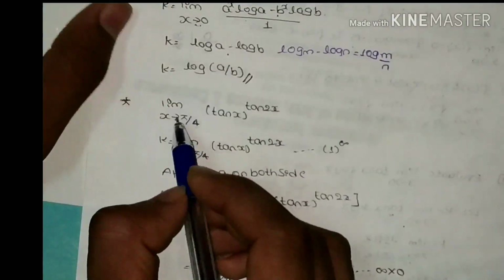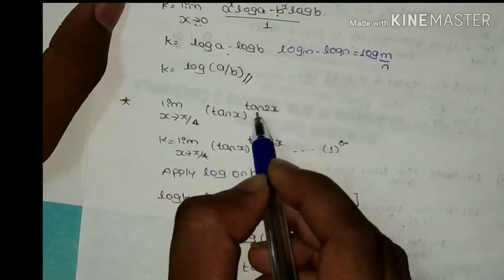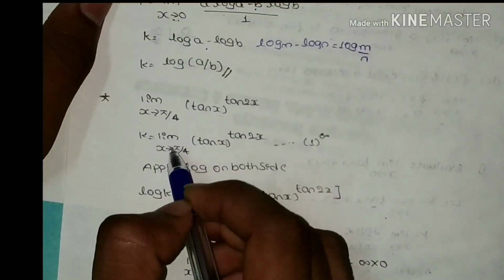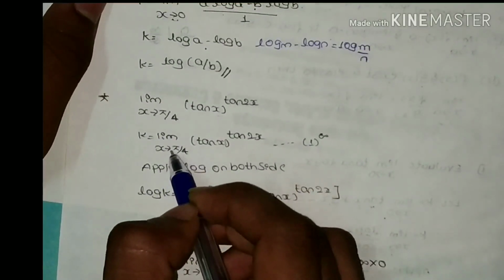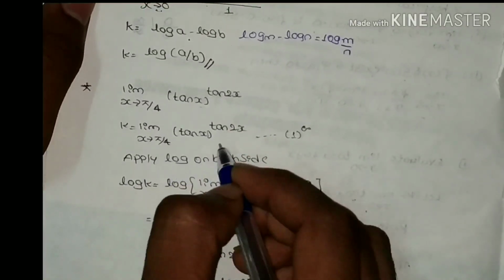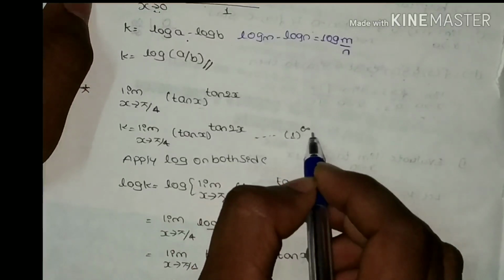Next one, limit of tan x raised to tan 2x where x tends to pi by 4. So let k be equal to limit tan x raised to tan 2x where x tends to pi by 4. Let's check, wherever x is there, put pi by 4, it becomes 1 raised to infinity.